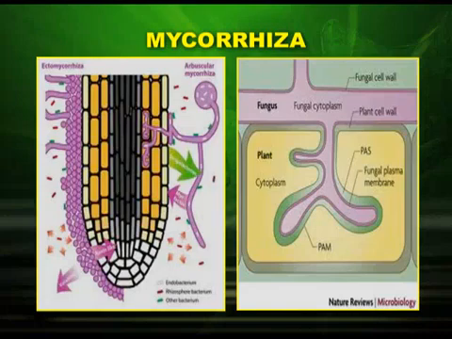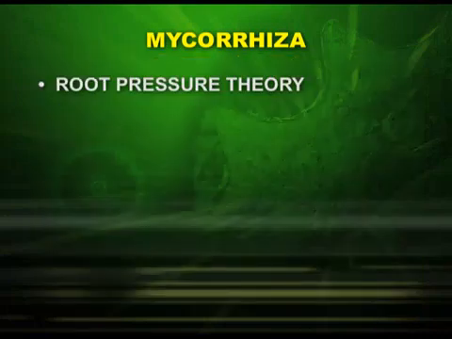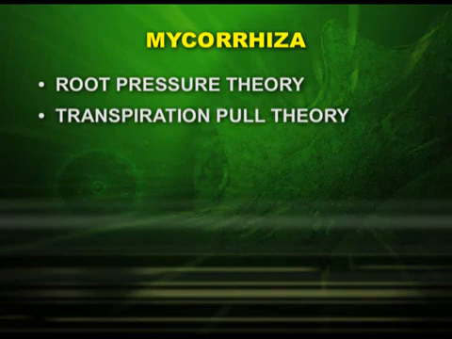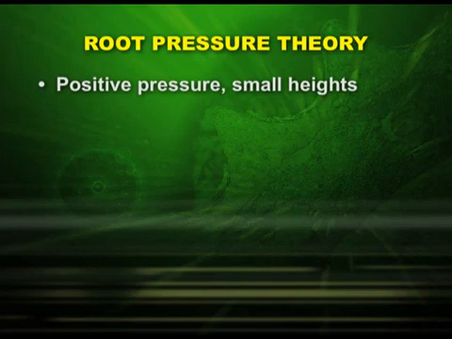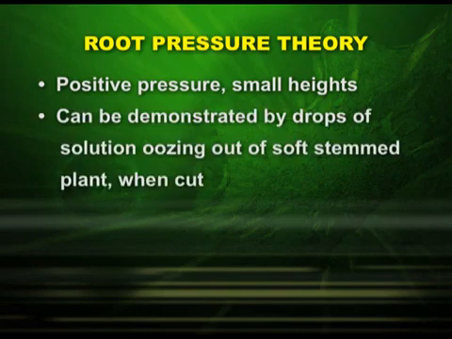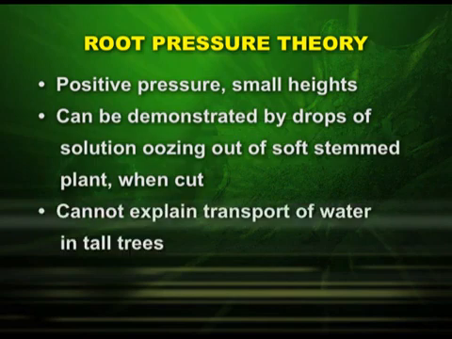Now, when we study the movement of water up the plant, there are 2 widely accepted theories. One is the root pressure theory and the other one is the transpiration pull theory. Let us study the first theory, that is the root pressure theory. This involves positive pressure and the movement of the water molecules to small heights. This can be demonstrated by drops of solution oozing out of a soft stem plant when cut. It cannot explain the transport of water in tall trees.